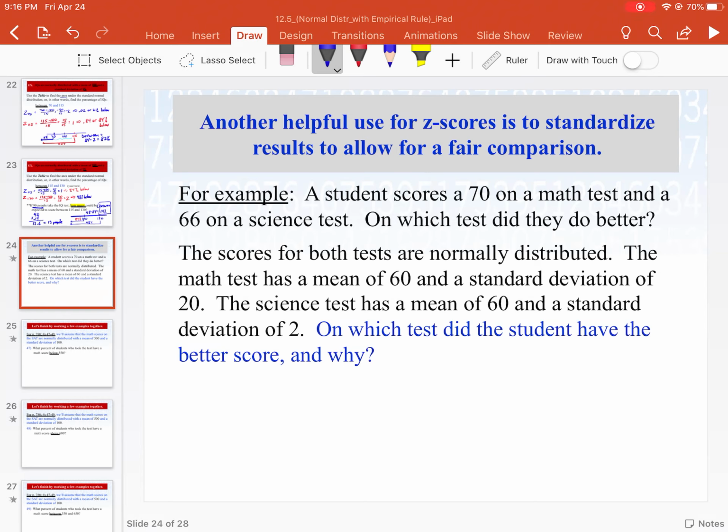Well, now don't jump to conclusions. You need to know more about the test. Are they both out of 100 points? Things like that, right? It's like, okay, so here's some more information. And they're actually not going to tell you that.